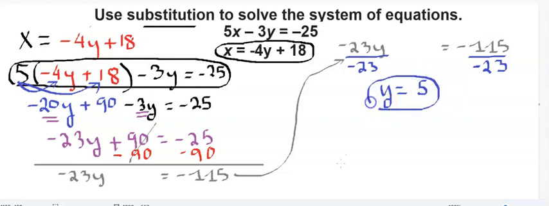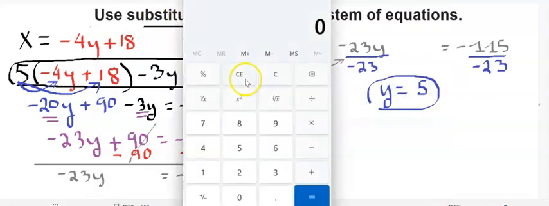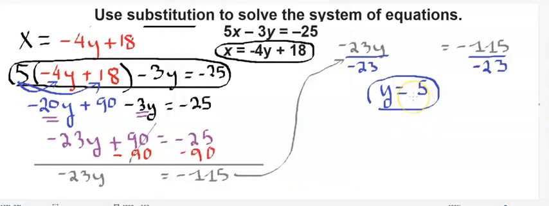If you're not sure, you can always look it up on your calculator. 115 divided by 23 gives you 5, and a negative divided by a negative is a positive. All right, so now we have y equal to 5, but it says solve the system of equations. So we need to find the solution of the system, which means you have to find x also. We found y already, so to find x, I can go back to my two original equations.